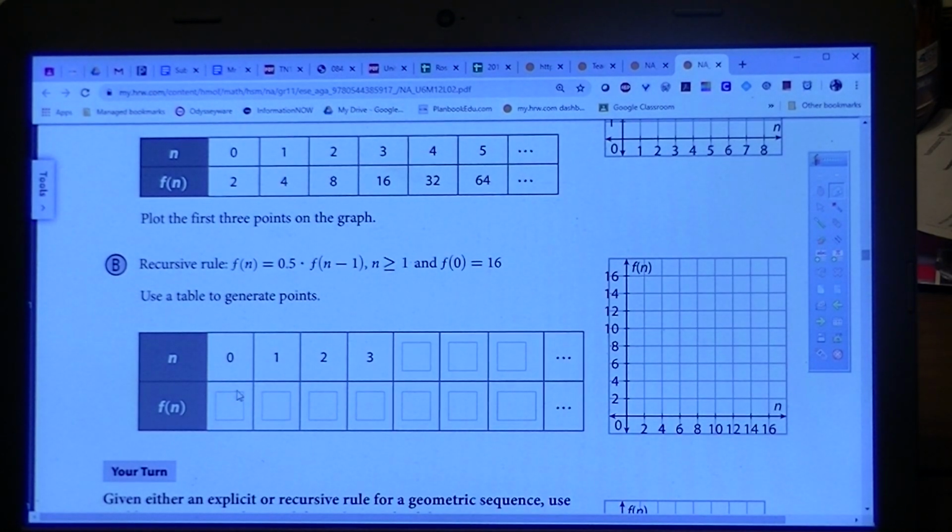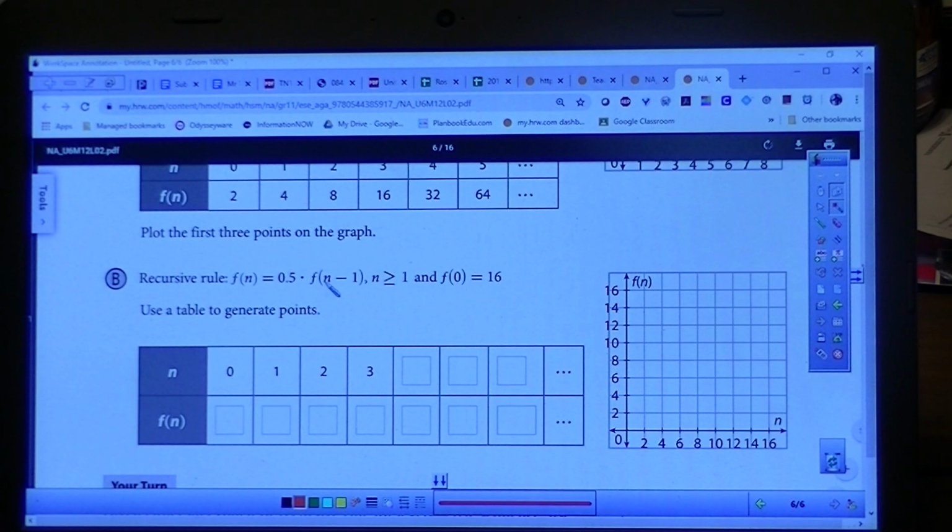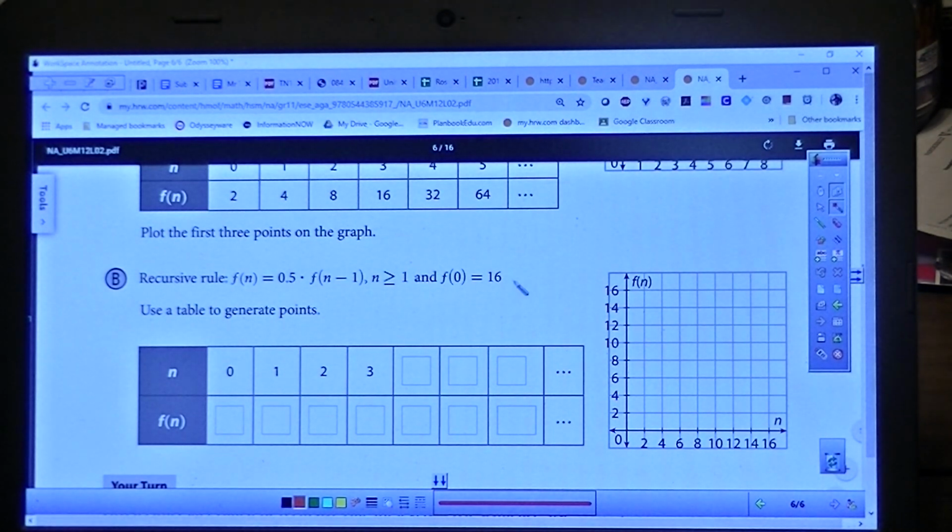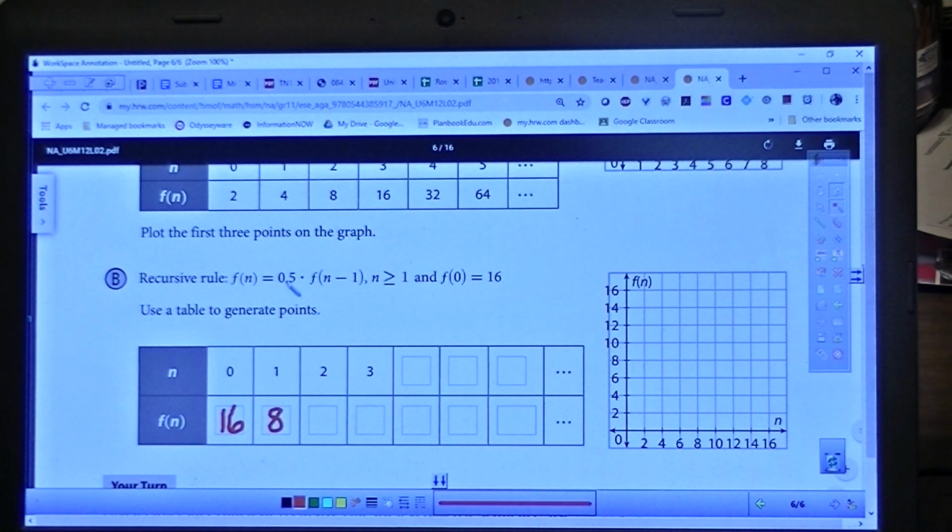And let's see, real quickly here. So what do we say? This is 0, 16. So 16 goes here. This says 0.5 times the previous term. Well, what is the previous term? 16. Well, what's half of 16? 8. Okay, let's try again. 0.5 times the previous term. Well, what is the previous term? 8. Well, what's half of 8? 4. So this is 0.5 times the previous term. So what's half of 4? 2.